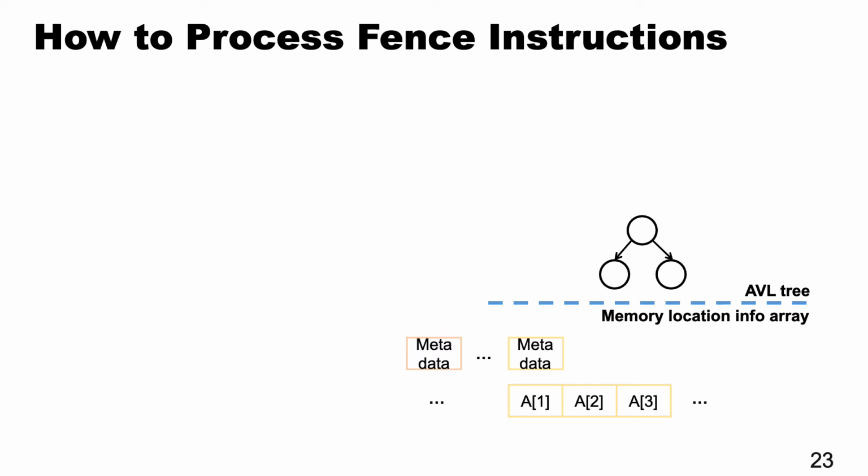When processing fence instructions, PM Debugger removes the memory location information that has been flushed by the write-back instruction. PM Debugger first travels the AVL tree, then the array. In the array, the way is similar to processing the write-back instructions.